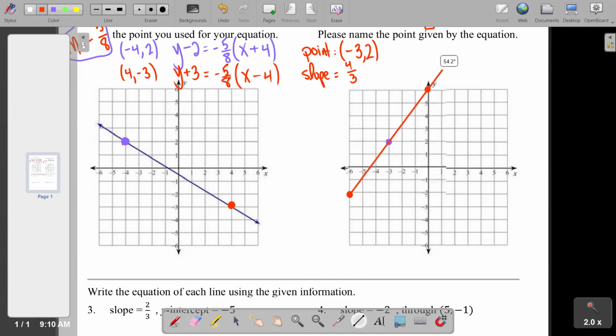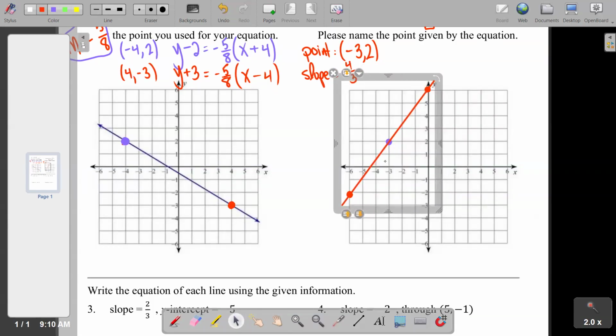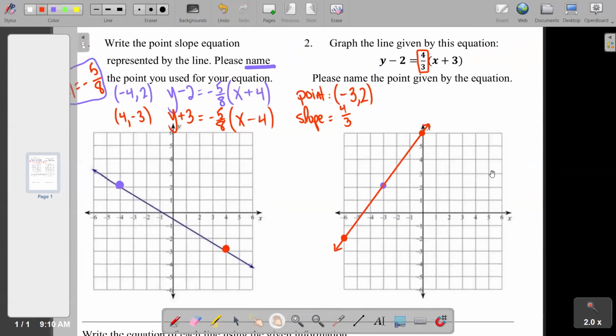So you just graph the line and put arrowheads on it. Please make sure you use a ruler when you graph your lines. Always. It doesn't really matter the scenario, the context. You should always graph straight lines and put arrowheads on both sides. So that to me would be a completed problem too. I named the point that I got from the equation, I named the slope, and then I used those two things to make a nice straight line.